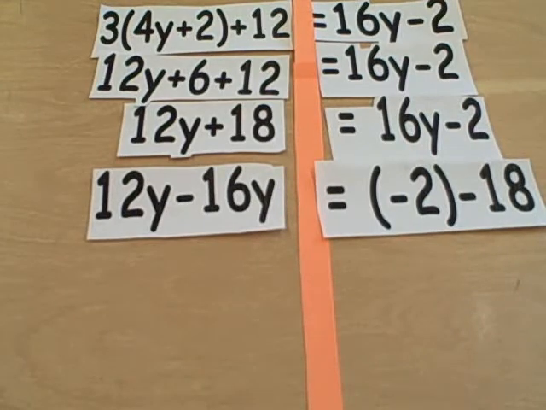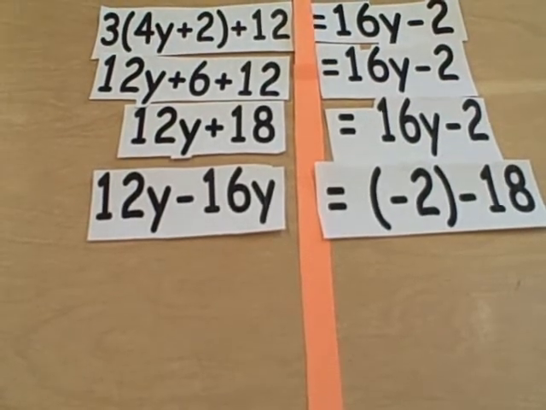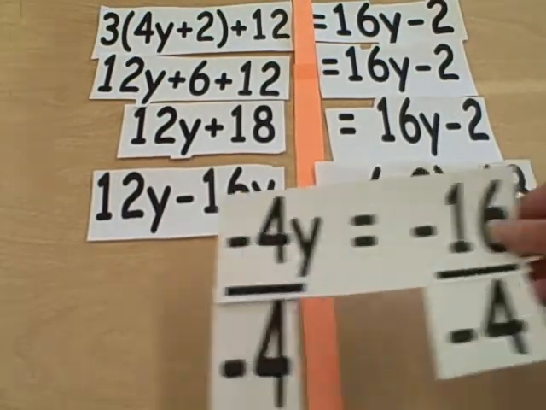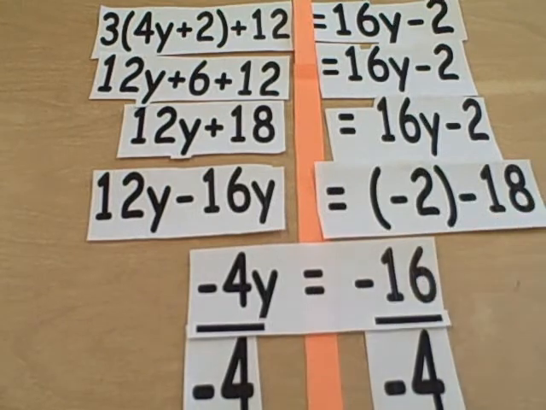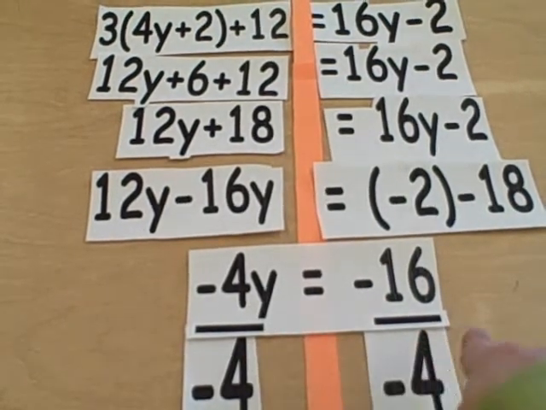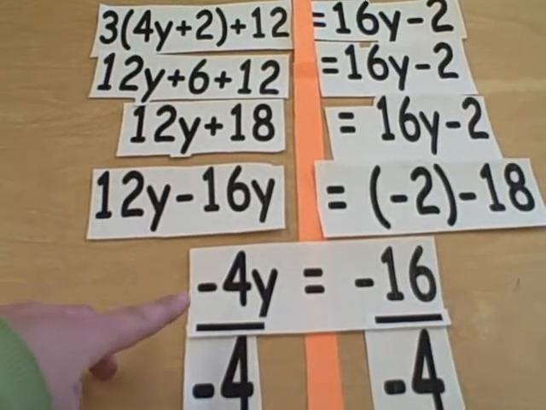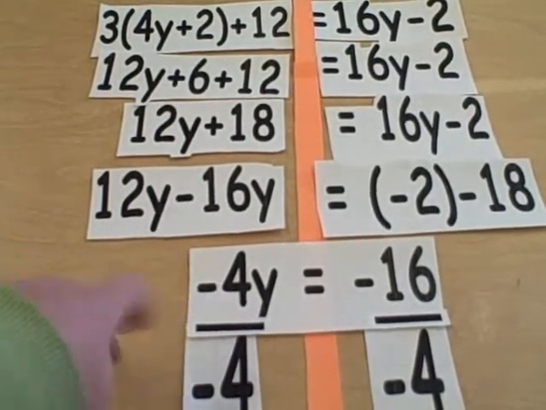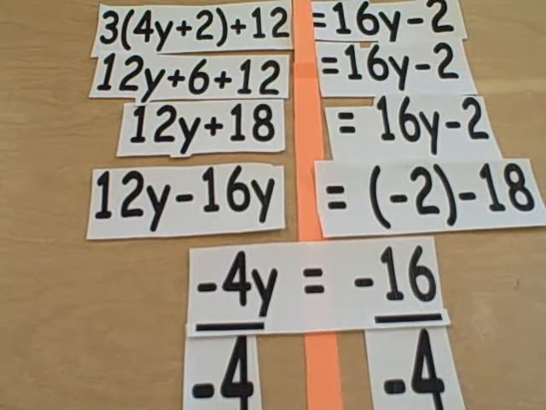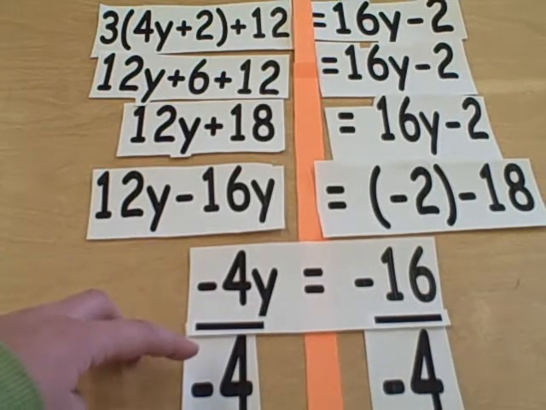So now the next thing you want to do is combine the like terms again. And so 12y minus 16y, you'll end up with negative 4y, and negative 16 on the other side of the equation. Now these 4s down here mean that you're dividing, because 4y means you're multiplying. And so you take the number beside the variable and divide it on both sides of the equation.